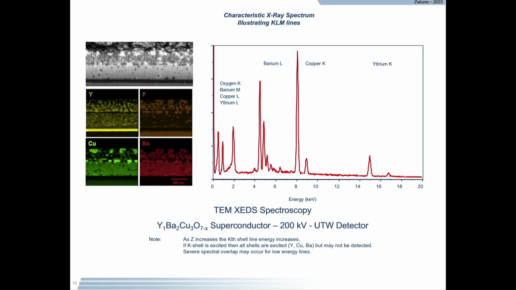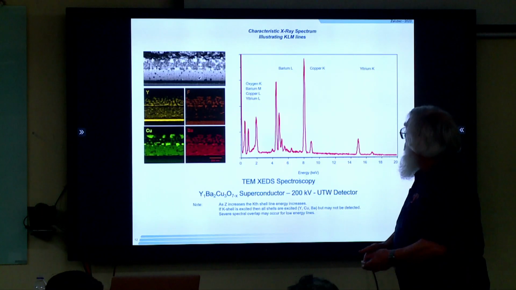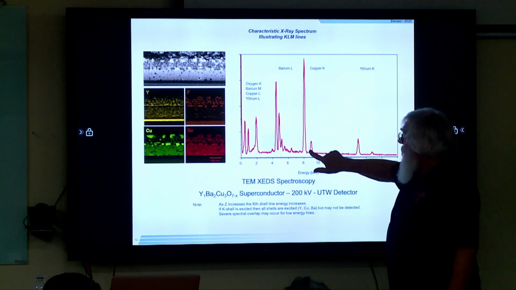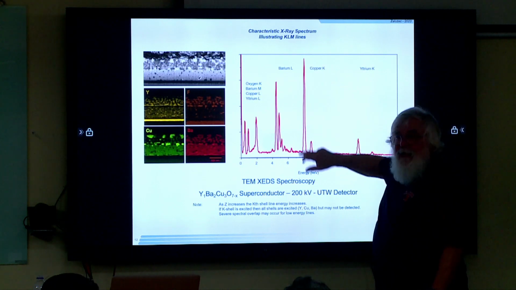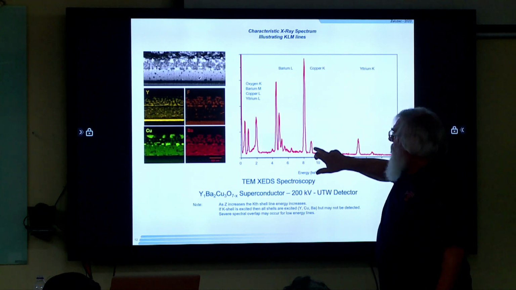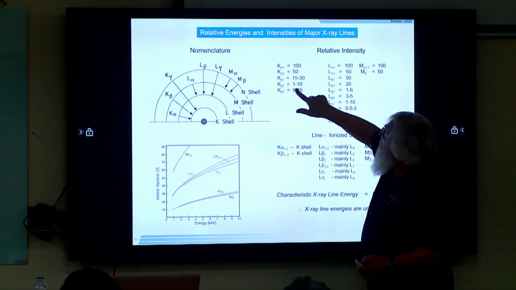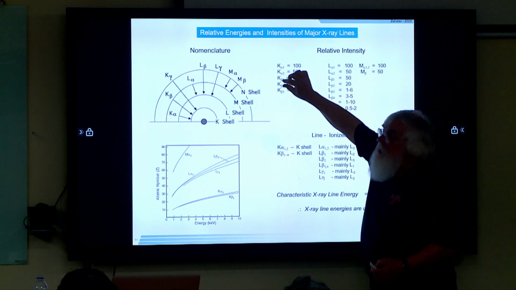There's an example of a specimen. It's a semiconductor, yttrium barium copper oxide. I picked this example because it shows a nice example of everything. First of all, we have the copper K line, the copper K alpha, and the copper K beta. Look roughly at that ratio. It's about 1 to 10, which was similar to that. So 1 to roughly 10.